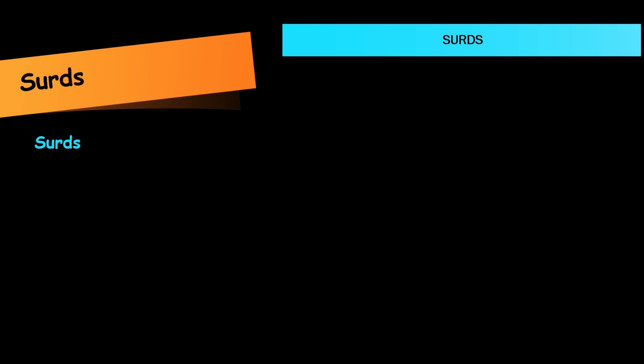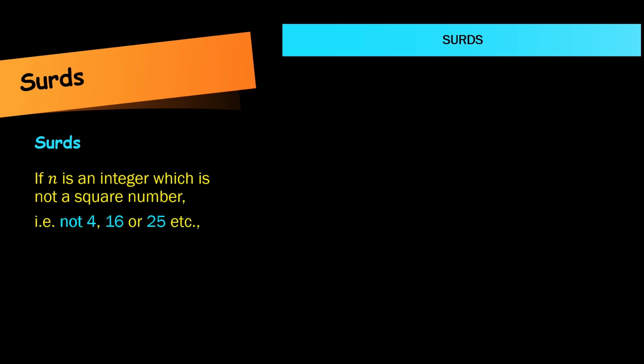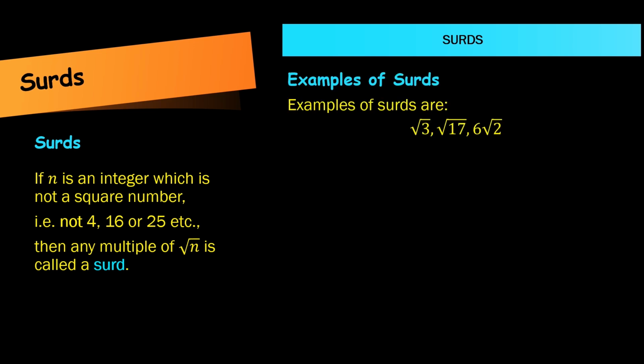Let's begin by defining a surd. If n is an integer which is not a square number, i.e. it's not, for example, 4 or 16 or 25, because each of these can be square rooted to a whole number, then any multiple of root n is called a surd. Let's have a look at a few examples: root 3, root 17, 6 root 2, and so on.